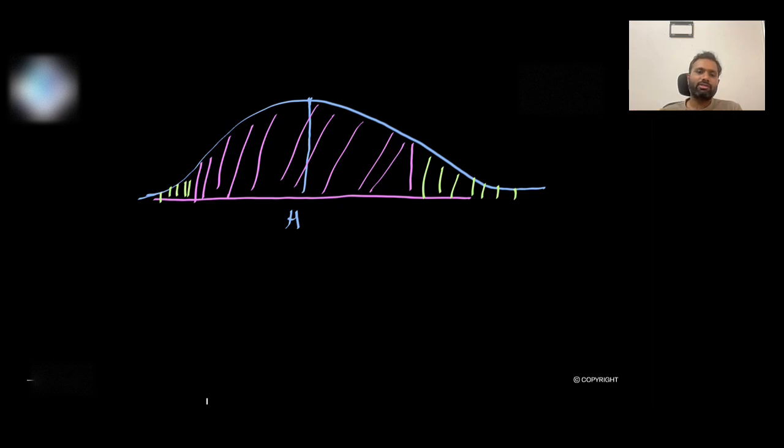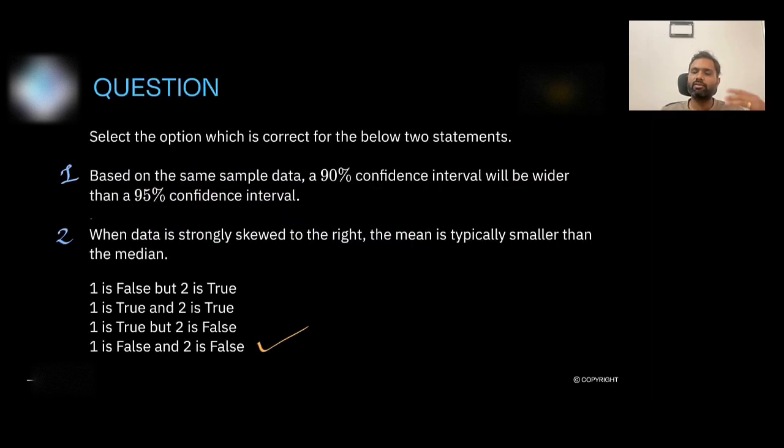If you consider the corresponding values, this is 1.96 and this is minus 1.96. Between these two, this entire curve covers 95% probability. This is the standard normal curve, considering the variance is equal to 1. Now as you go on increasing your confidence, you are actually increasing the length of the confidence interval. So a 95% confidence interval will not be smaller, it will actually be larger.